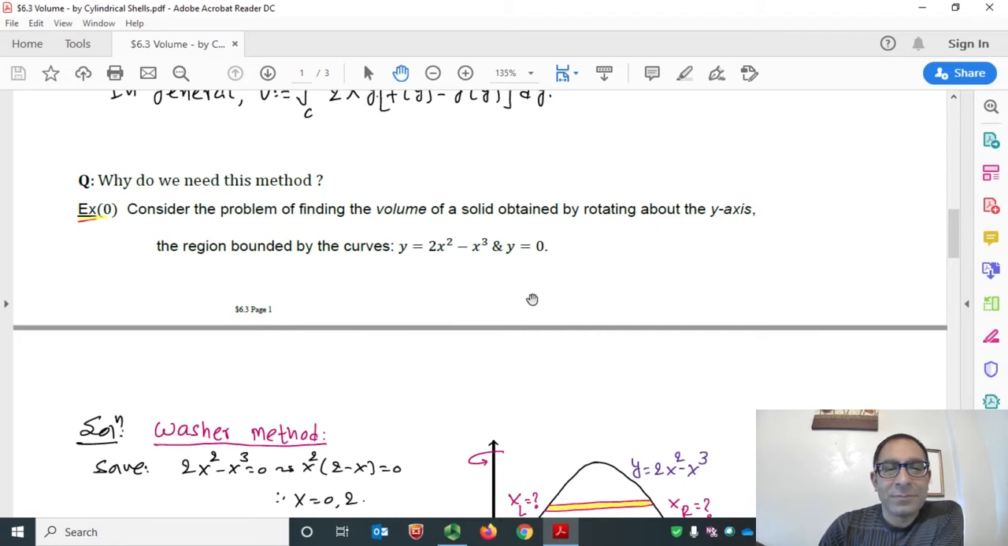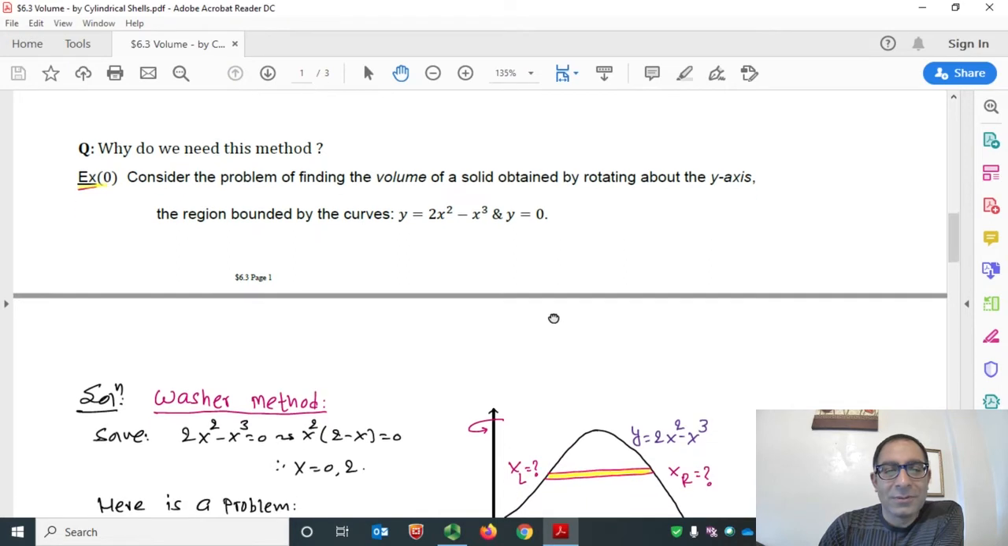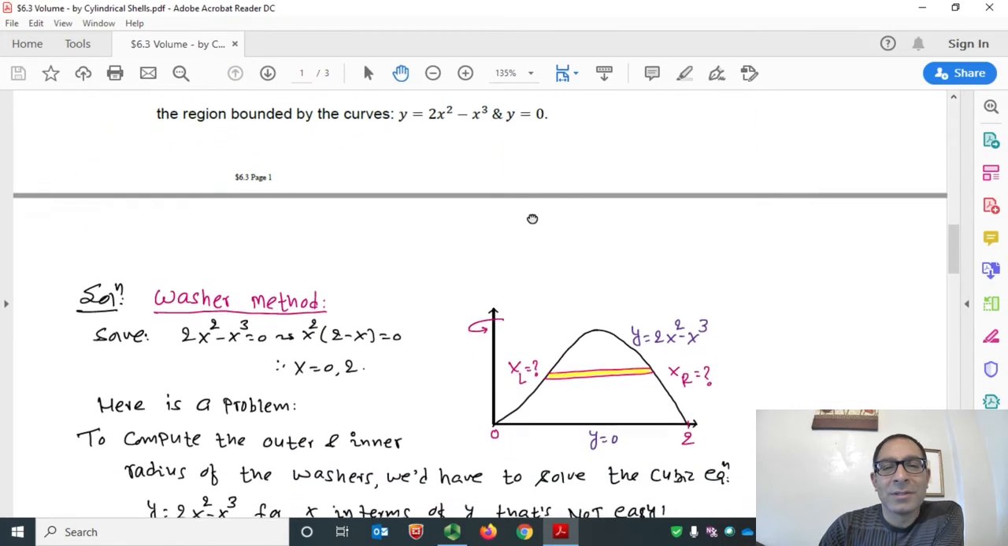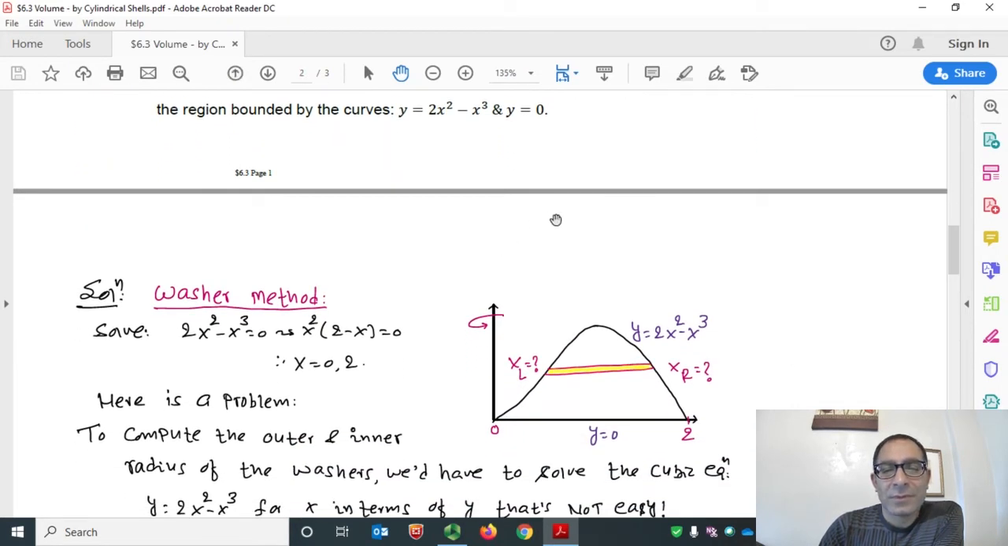Great. So let's move on. So first solve these two equations here. Y equals 0 is the x-axis. So let's solve these two equations, then we know where they intersect.